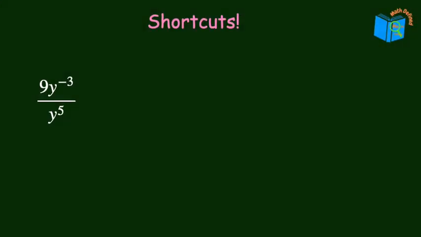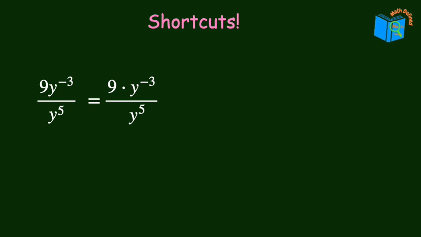Now, let's mix things up by adding some variables and some shortcuts. When working with exponents, it's crucial to identify the base for each exponent first. In the numerator here, the exponent of negative 3 only applies to its base of y, not the 9. The 9 is the coefficient being multiplied by this power. As we've seen before, a negative exponent needs to be changed into a positive exponent before simplifying.